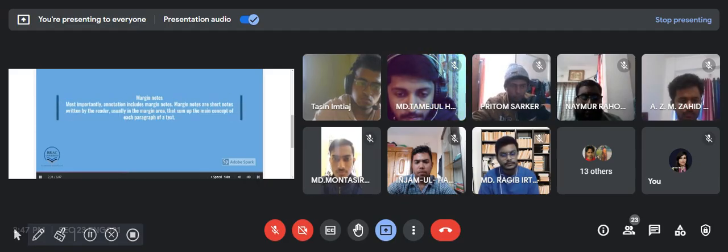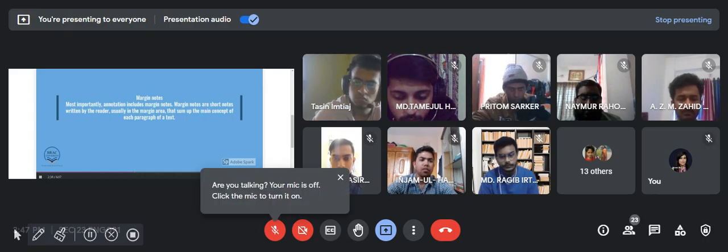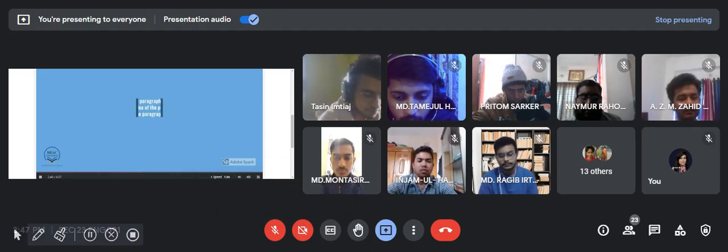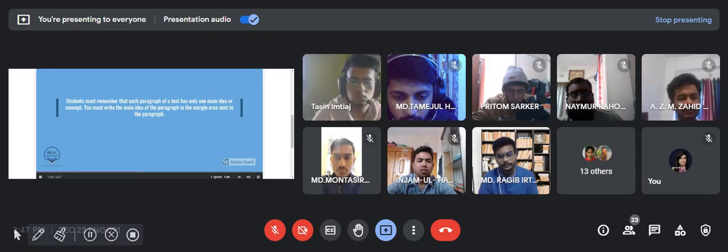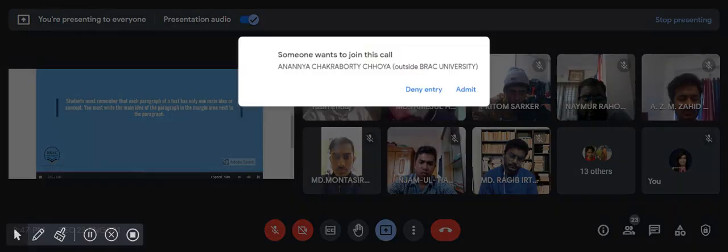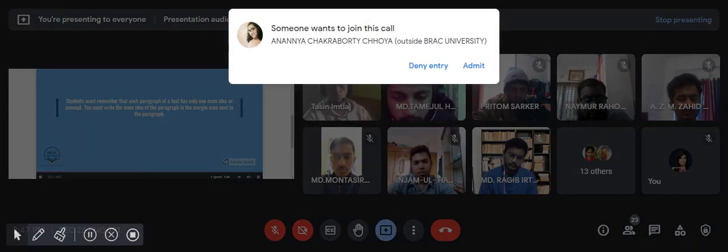Margin notes. Most importantly, annotation includes margin notes. Margin notes are short notes written by the reader, usually in the margin area, that sum up the main concept of each paragraph of a text. Students must remember that each paragraph of a text has only one main idea or concept. You must write the main idea of the paragraph in the margin area next to the paragraph.